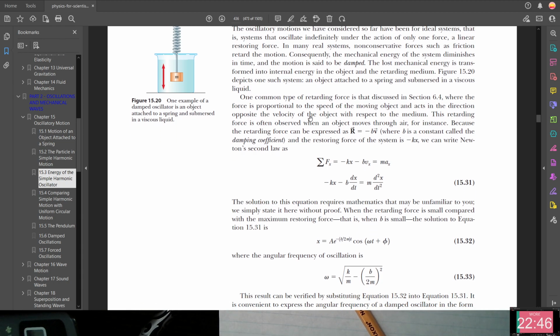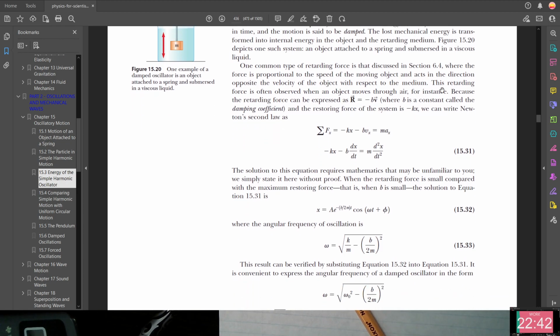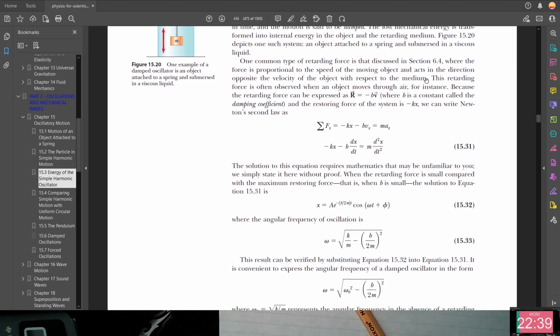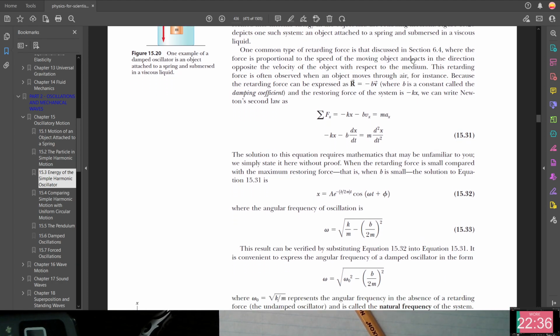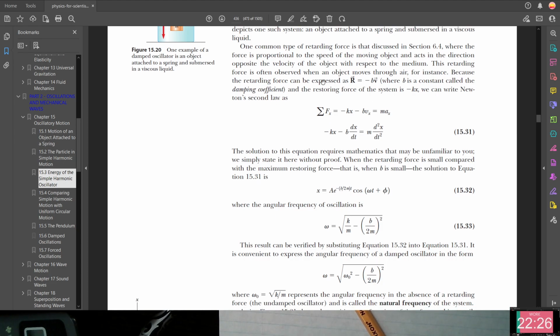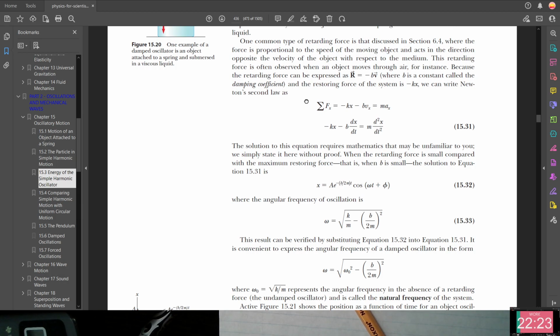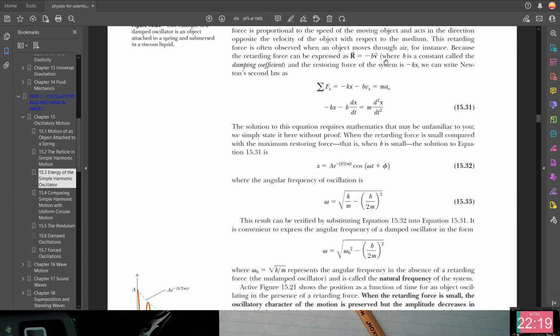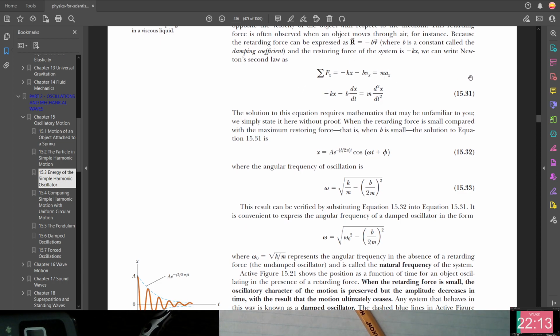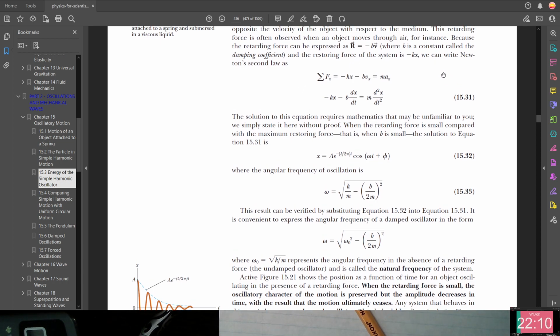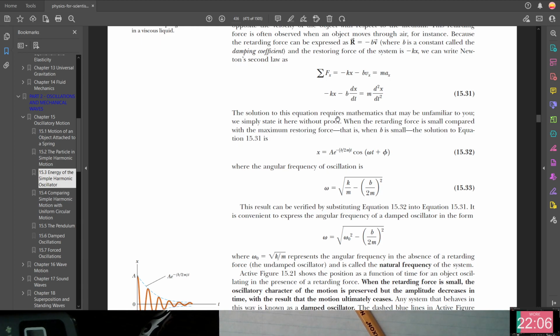Okay, anyway. One common type of force is discussed in section 6.4, where the force is proportional to the speed of the moving object and acts in the direction opposite to the velocity of the object with respect to the medium. This force is often observed when an object moves through air, for instance. Because the force can be expressed as R equals negative bv, where b is a constant called the damping coefficient, and the restoring force of the system is negative kx, we can write Newton's second law. The solution to this equation requires mathematics that may be unfamiliar to you. We simply state it without proof.